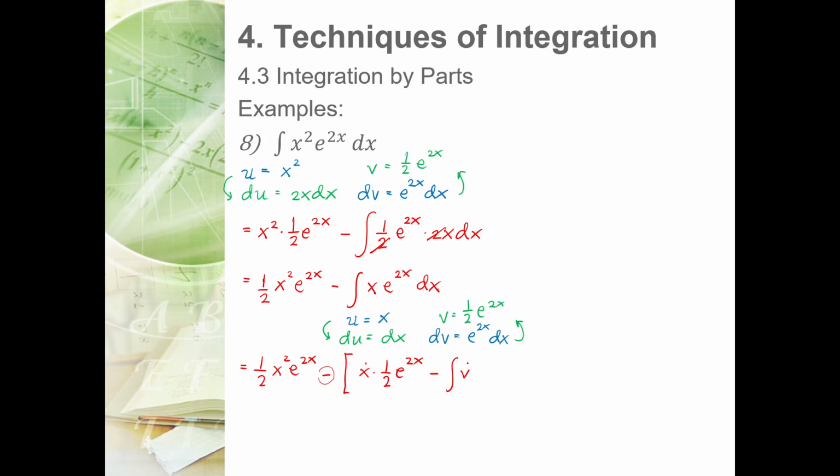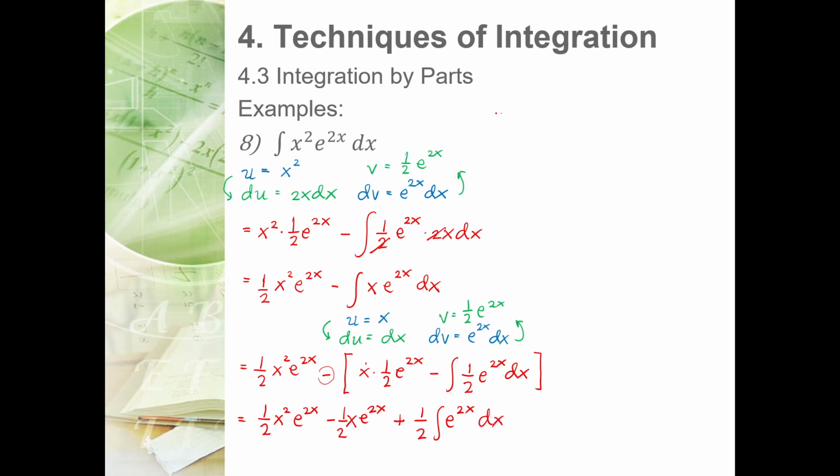So that will be 1 half e to the power of 2x dx. So this becomes 1 half x squared e raised to 2x, minus the first term. So that will be 1 half x e raised to 2x. So minus minus, that will be plus 1 half the integral of e raised to 2x dx.